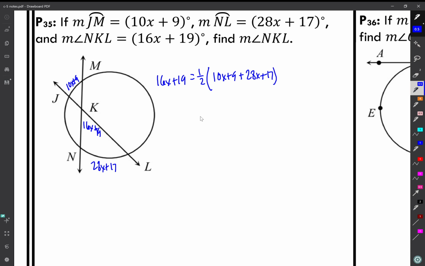So let's simplify as much as we can right now. So 16x plus 19 is equal to 1/2. 10 plus 28 is 38x. 9 plus 17 is 26. So normally I would multiply both sides by 2 to get rid of the fraction, but I'm noticing that both of the numbers inside the parentheses right here are even numbers. So I in fact can take half of those and still have a decent looking equation.